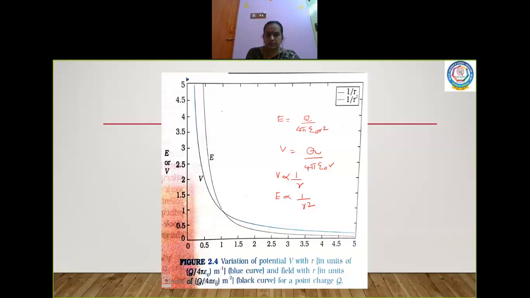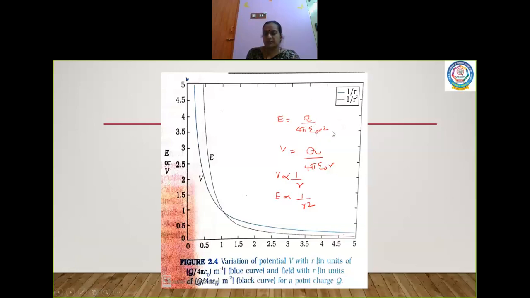Now again look at this curve. Again there will be a variation. Electric field starts decreasing and the distance starts increasing. So what is the difference between these two curves? When you compare these two curves, the decrease with respect to the increase of distance is more for the electric field when compared to potential, because here the distance varies with respect to r square.